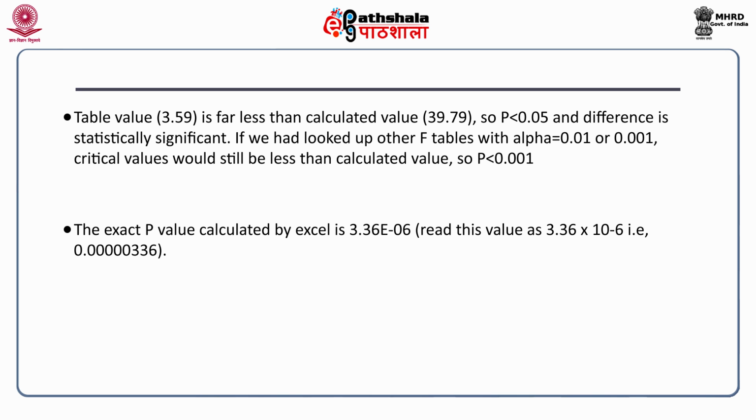The exact p value calculated by Excel is 3.36 e minus 6. You have to read this e as 10 to the power of minus that value, that is the exponent. So 3.36 multiplied by 10 to the power minus 6, that is 0.00000336. So it's a very low value, and the result is extremely significant.